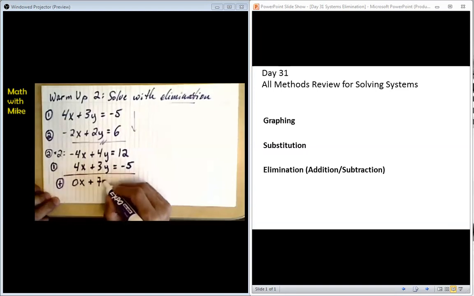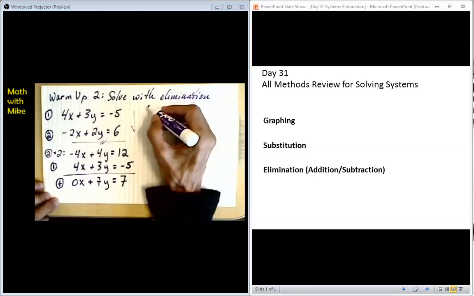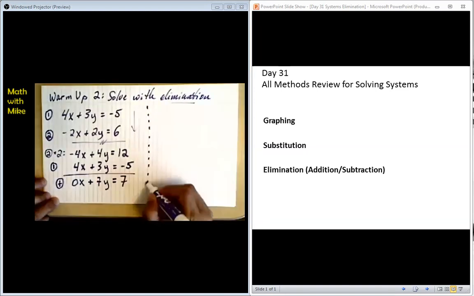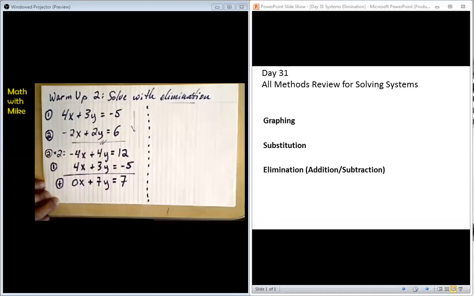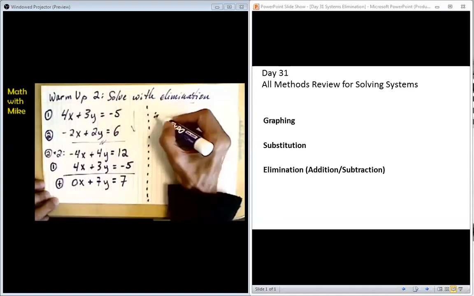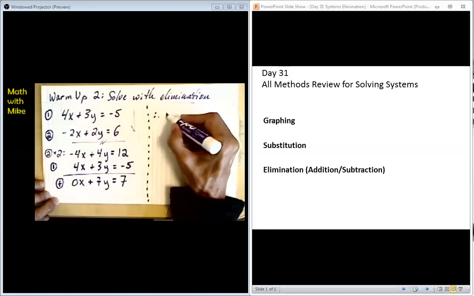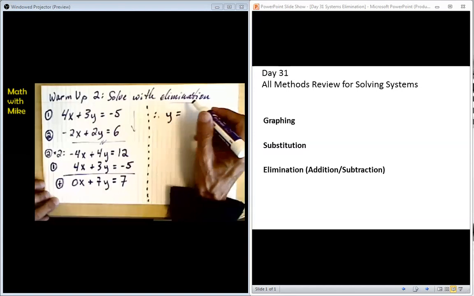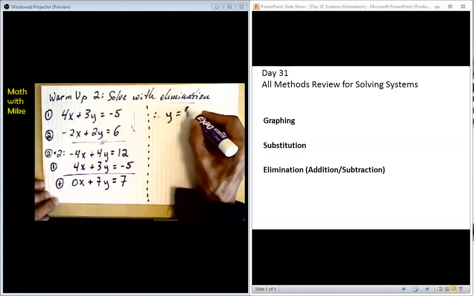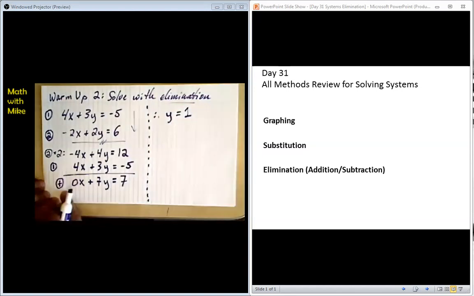7y. Yeah, 7y for sure. And what do we get when we add these ones? Yep, plus 7, right? Adding 12 plus a negative 5 there. So we get 7. And so therefore, what do we get for y now? Yep. Right. y will equal 1 when you work this last equation out there.